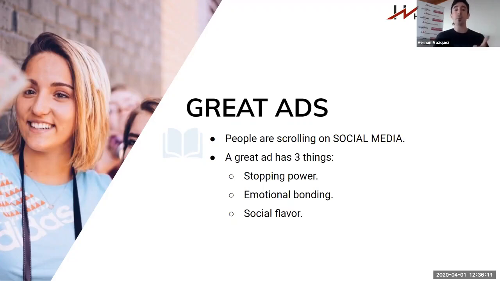Number one, they have stopping power. Because again, we're interrupting people, okay? We're interrupting their flow. We're thumb stopping them, right? So we have stopping power, we have emotional bonding, because we're on social media, people are more vulnerable, they tend to connect with their loved ones and all of that.